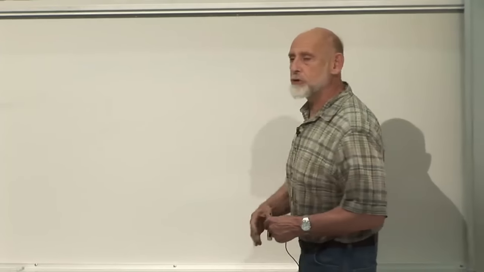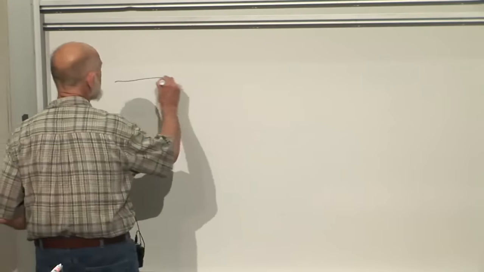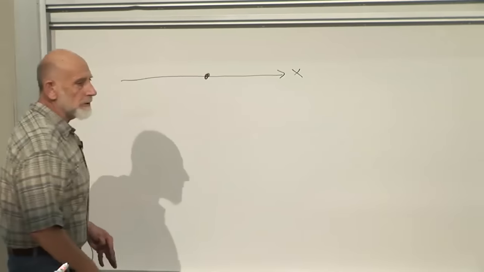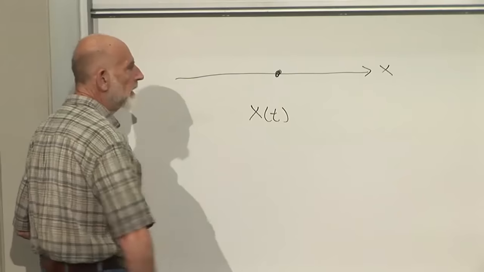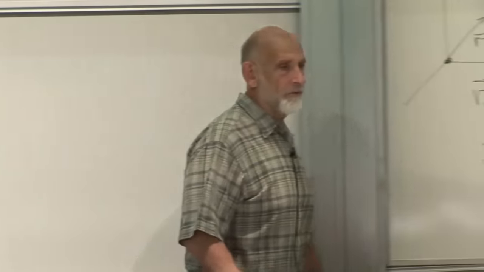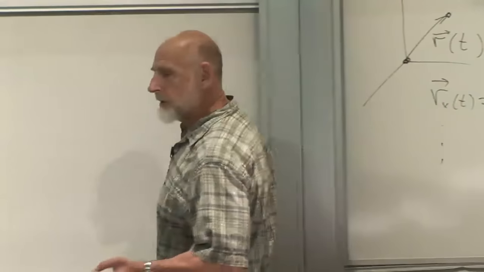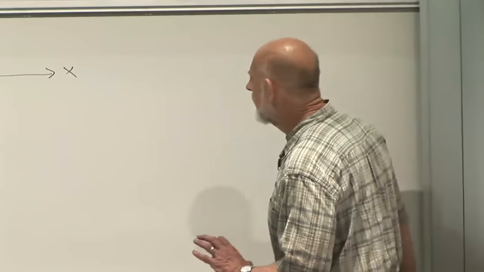First example, motion along a line. This is the x-axis. A particle is labeled as having a position x of t. Along one axis, it's hardly worth thinking of it as a vector. We just think of it as x of t. It is a one-dimensional vector, but one-dimensional vectors are too trivial to even call vectors, just x of t.